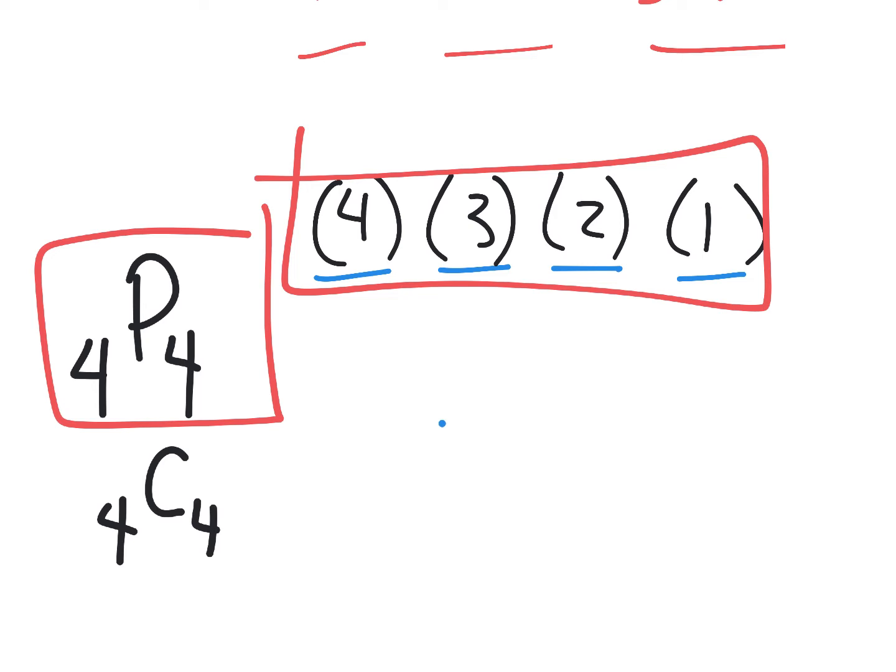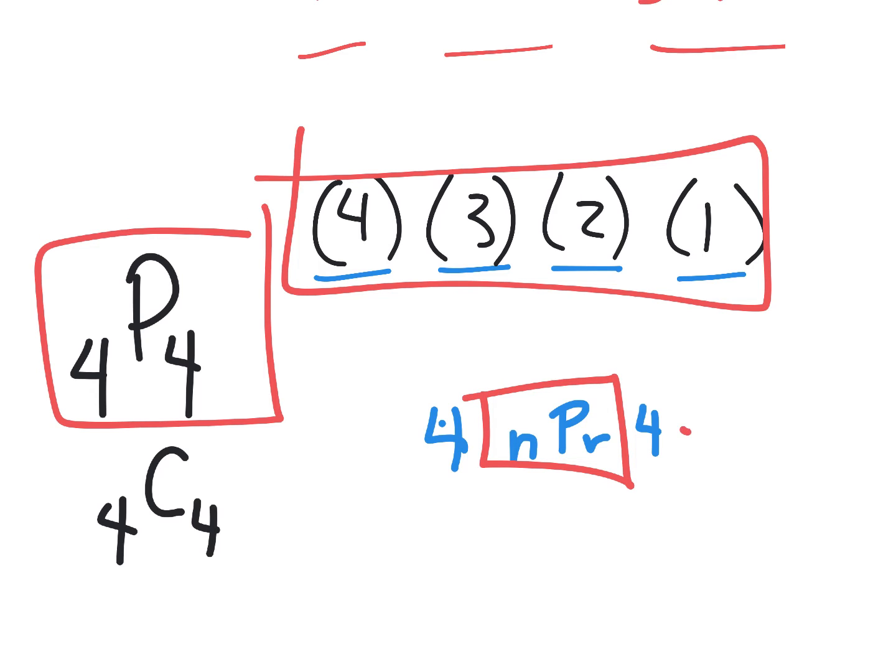So this would be 4 nPr 4. Just make sure you know where that is. It's under the math menu and probability. 4 nPr 4. Do it. See what you get.